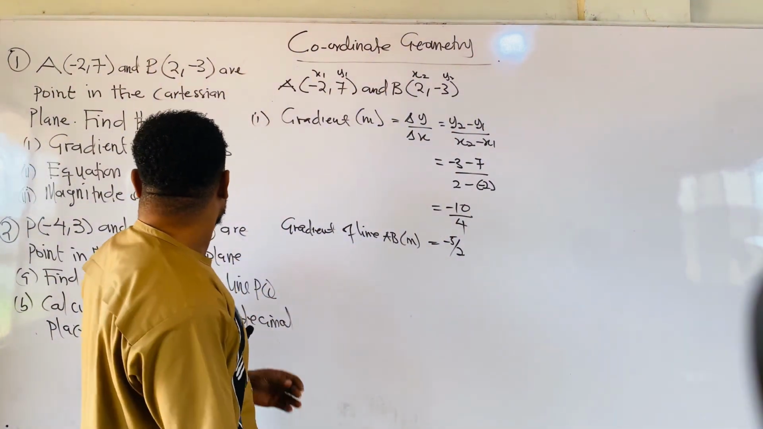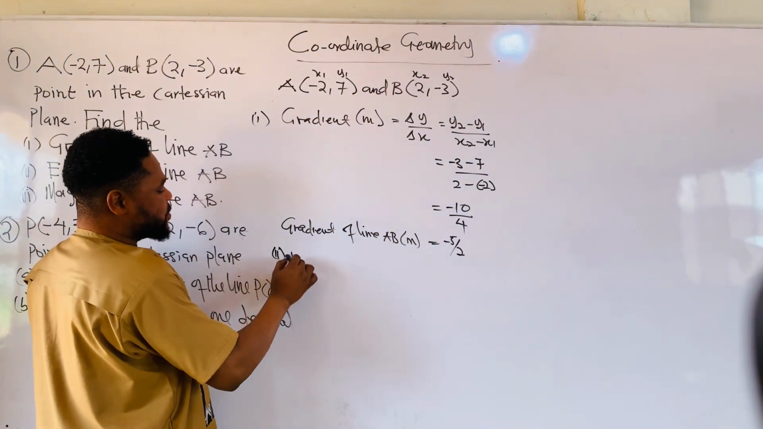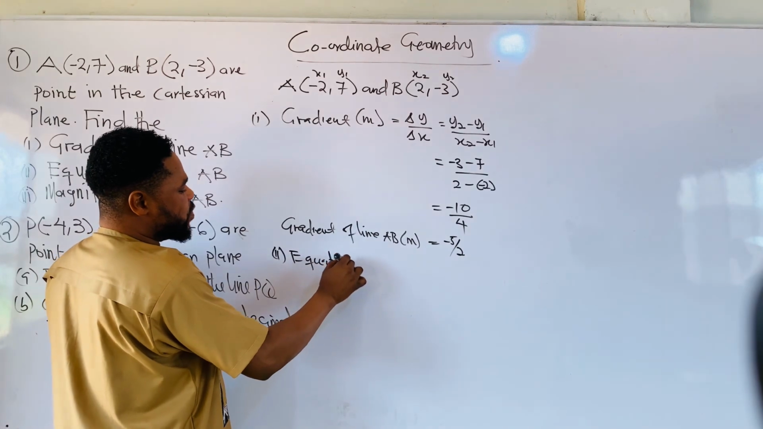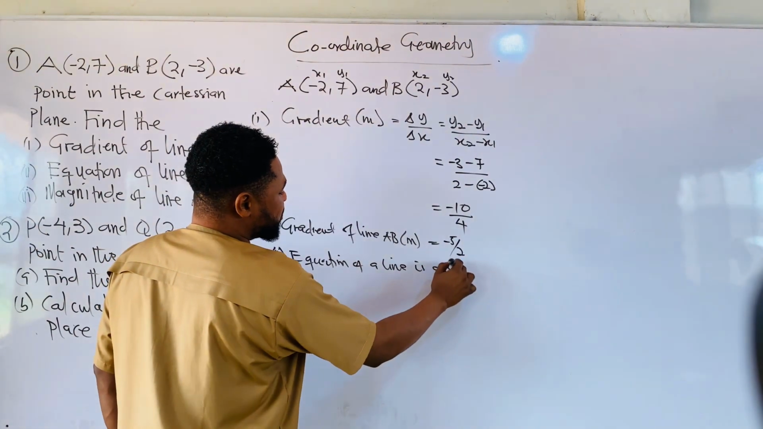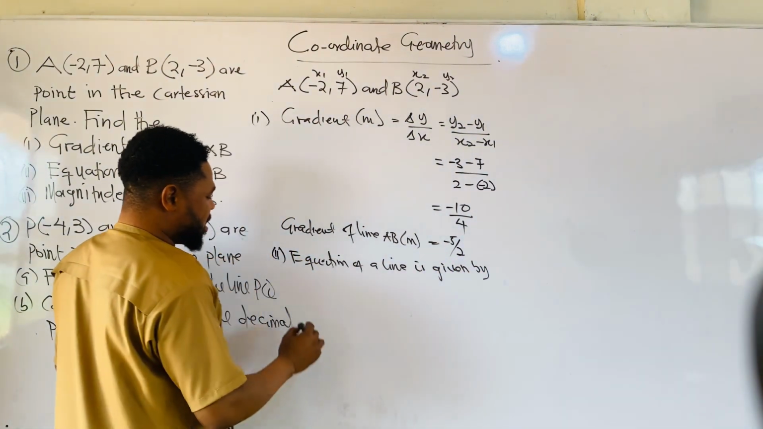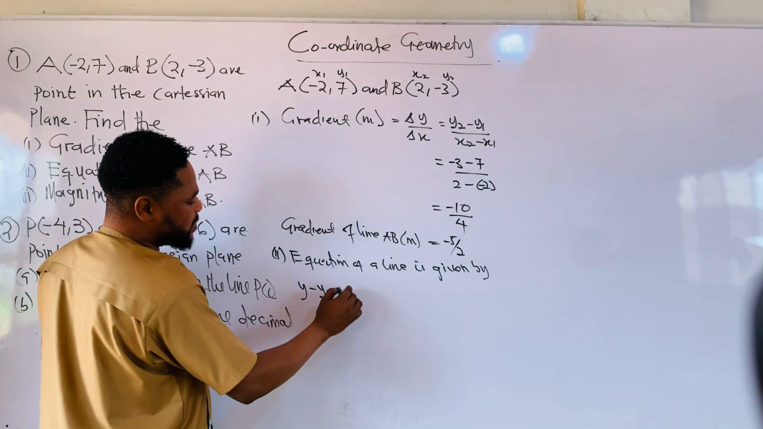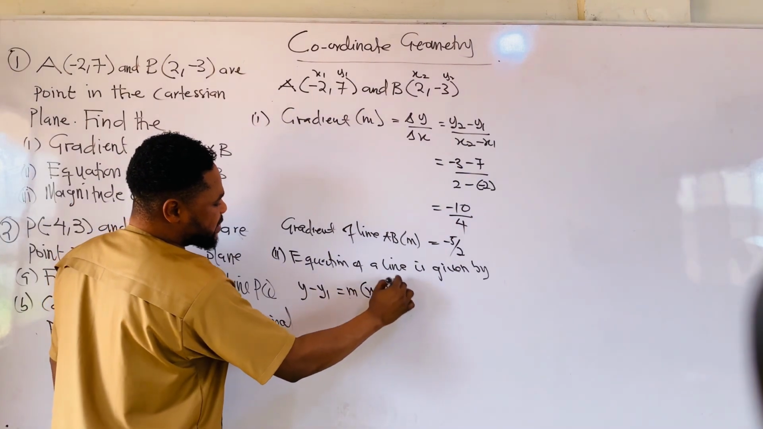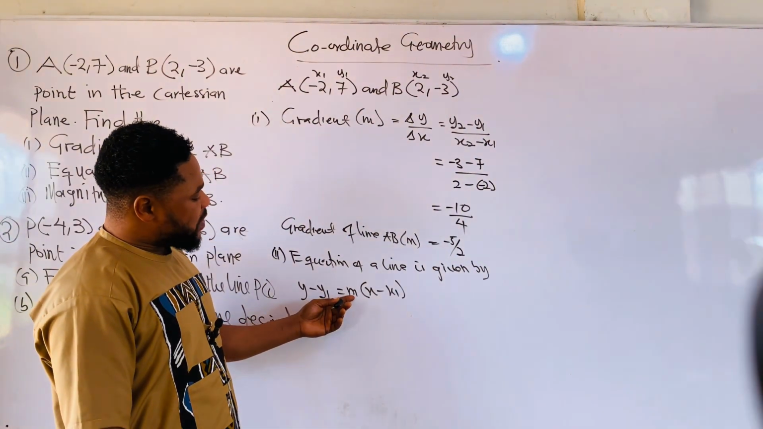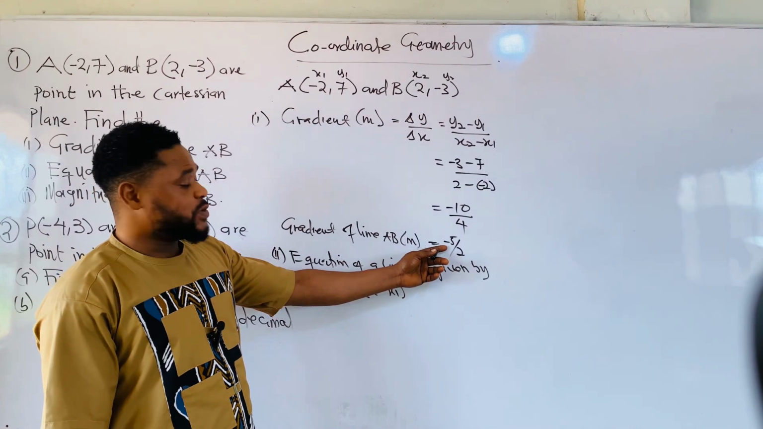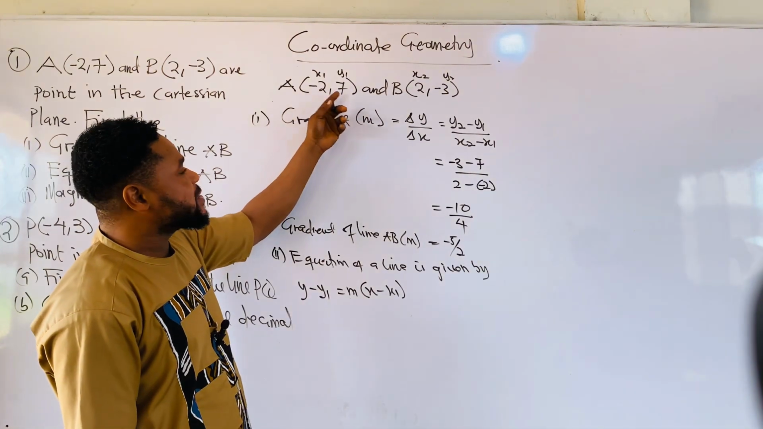Now let us see how we can find equation of the line. That will be our II. So we say that equation of a line is given by, so this is the formula that we can use to find equation of a line. All right, y minus y1 equals m multiplying x minus x1. With this formula, we need to define our m, and the m here is the gradient that we solve here. Our y1, x1 are the coordinates that we can see here.